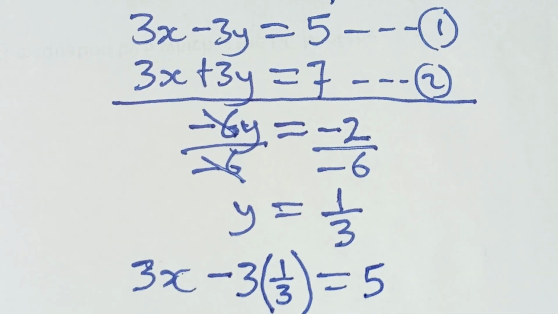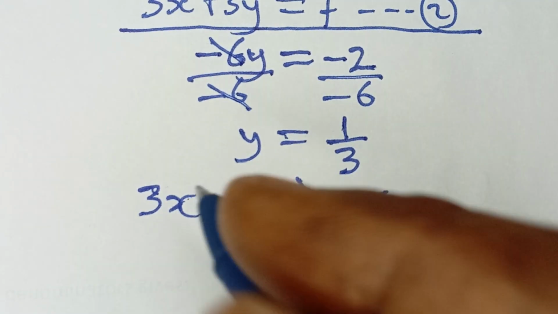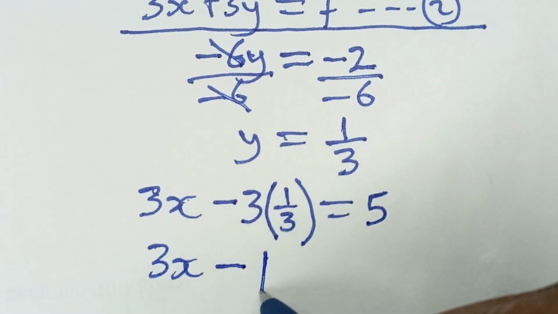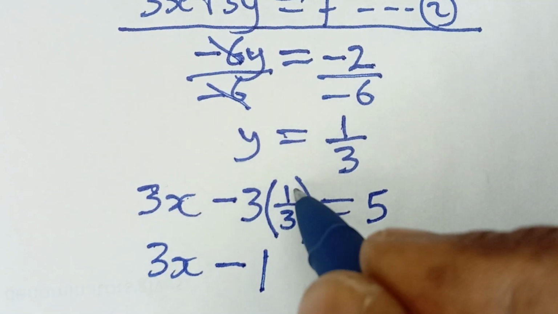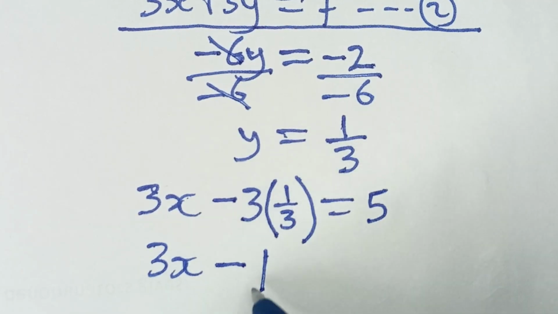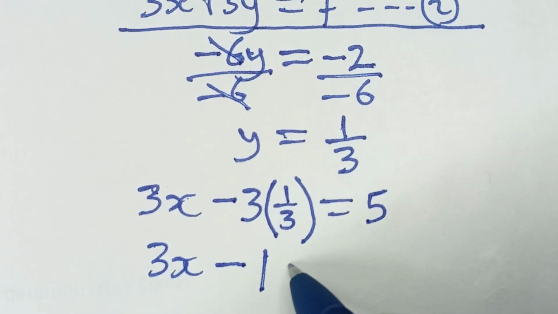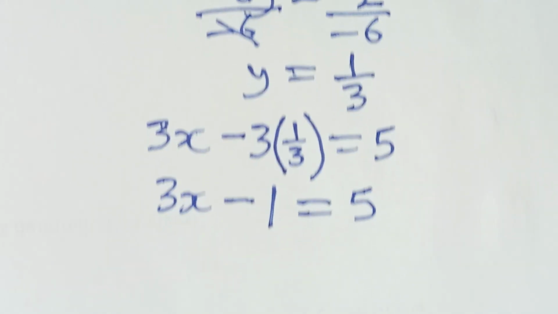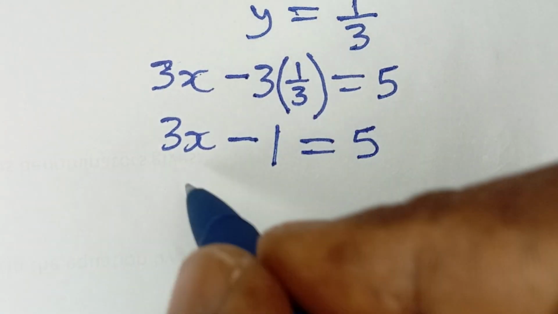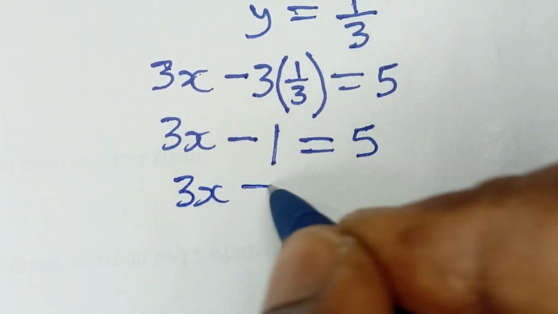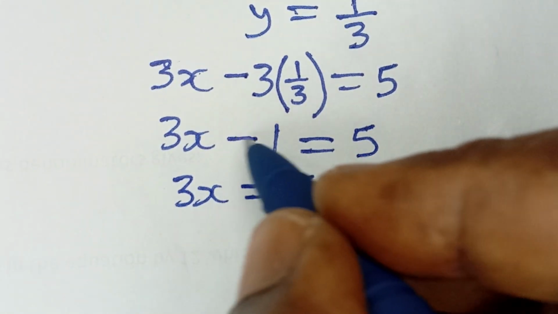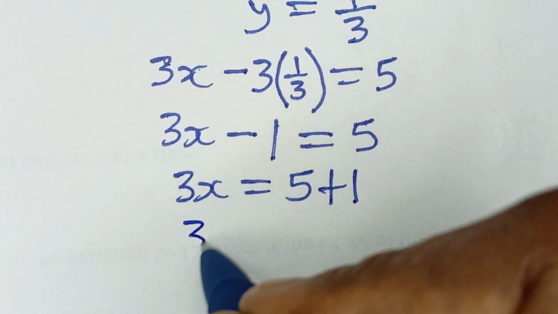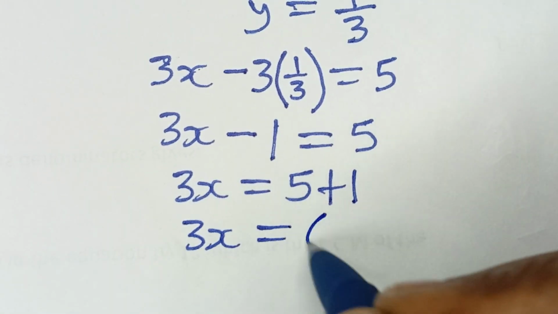So we can now simplify further so that we obtain the value of x. So that gives me 3x minus 1. 3 will cancel 3. 1 times 1 is 1. So we are left with negative 1, and that will be equal to 5. So simplifying further, that gives us 3x is equal to 5 plus 1. This is negative 1. If it comes to this side, it becomes positive 1. So I have 3x is equal to 6.